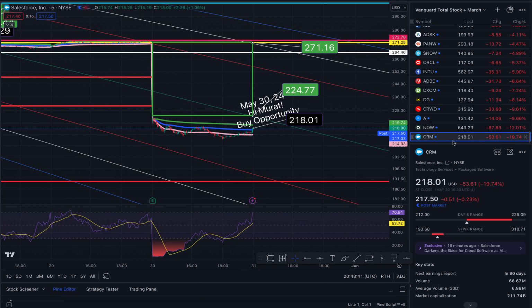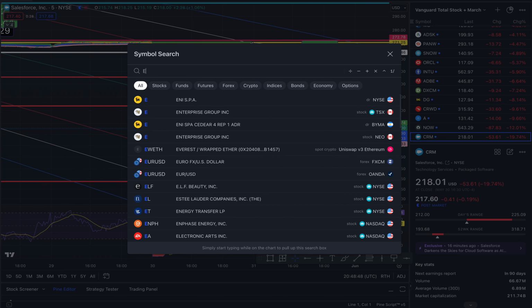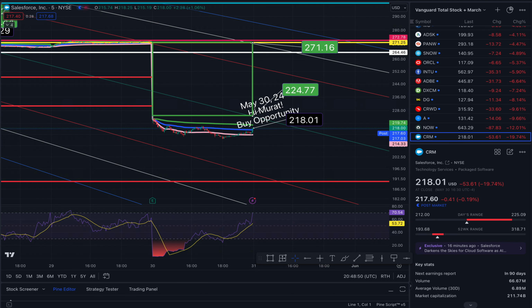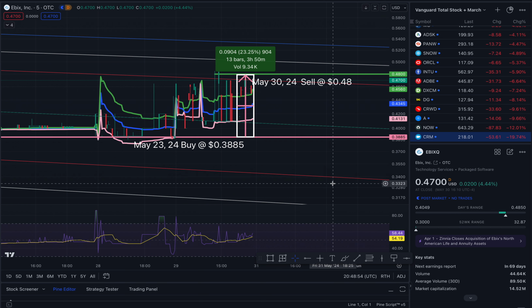So now I will do a trade that I got stopped out of, EBIXQ. This is a very scary ticker. Do not trade this. Danger, danger, danger.